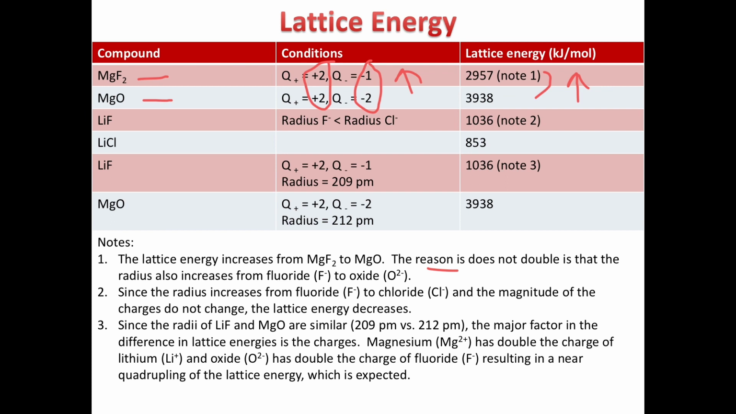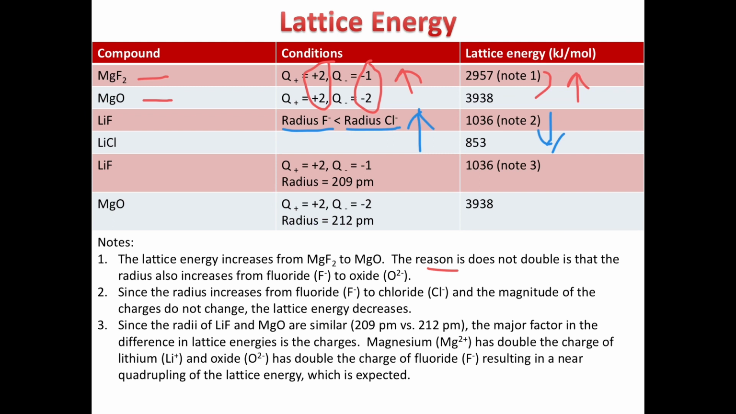Second, we're going to compare the effect of radius by comparing lithium fluoride with lithium chloride. The charges do not change at all, but the radius of the fluoride is less than the radius of the chloride. This increase of radius from fluoride to chloride results in a decrease in lattice energy. Increasing radius, decreasing lattice energy. It goes from 1,036 kilojoules per mole down to 853 kilojoules per mole.